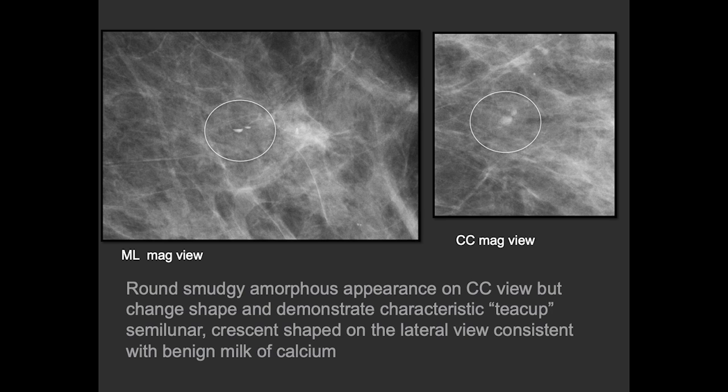So here's an example, as I mentioned, of benign milk of calcium. It's important to do true lateral magnification views to best depict the teacup or semilunar crescent-shaped calcifications on the lateral view, in contrast to the en face appearance on the CC view of the smudgy amorphous calcifications.